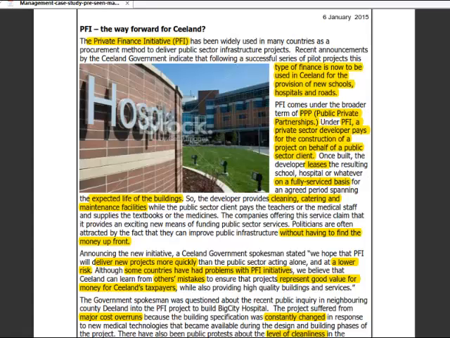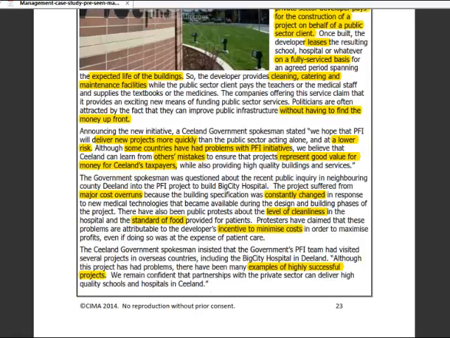So the good thing for the public sector is that they can improve public infrastructure without having to find the money up front. The developers are taking a chance, a bit like in Australia where companies build toll roads, for example, and the toll pays them back over time, and the state government or the federal government don't have to find the money to do it.